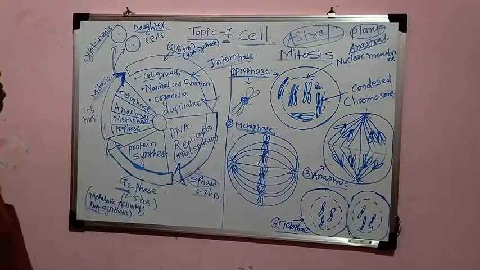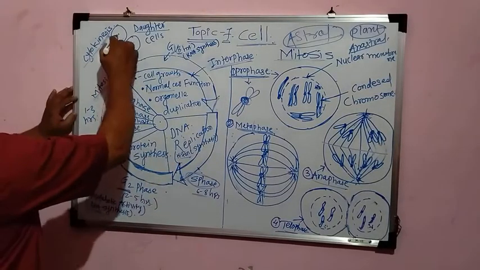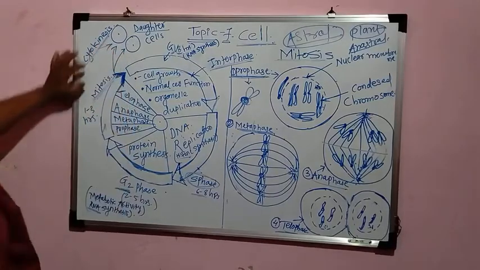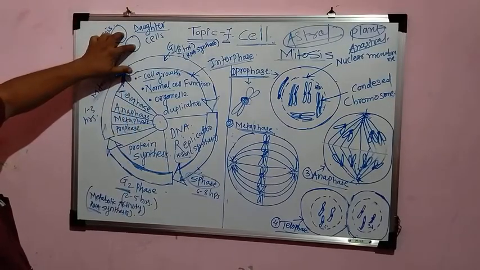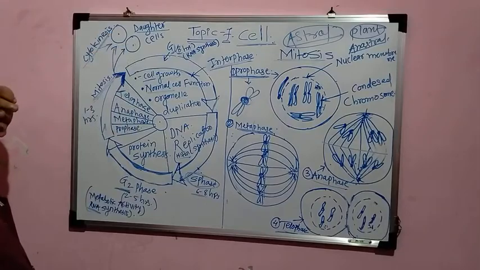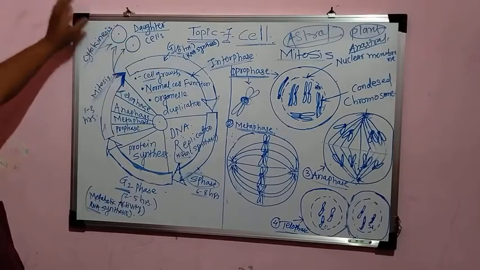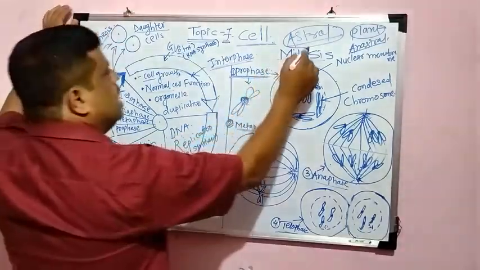So today you have studied that after cytokinesis you can see two daughter cells. Two daughter cells after a cell division.